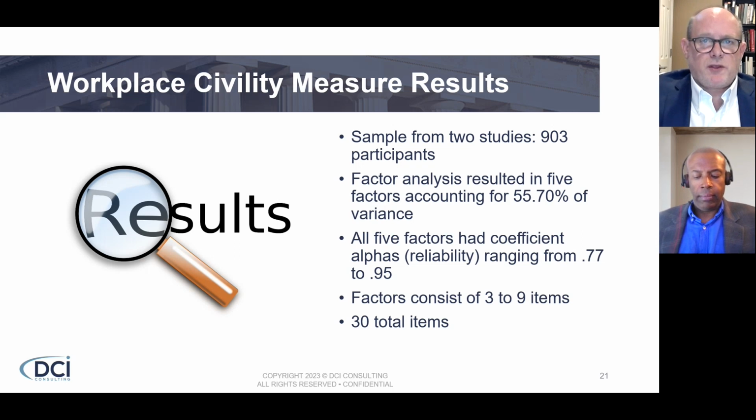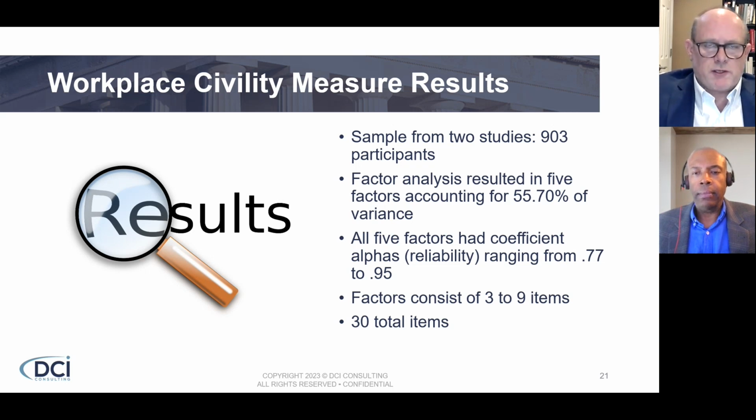When we did this factor analysis, we thought we made a mistake, because it produced five different factors of civility. But it accounted for over 55% of the variance, which is pretty darn good. So we were perplexed. We thought we did a good job in developing the items, and we accounted for a good portion of the variance, but we had five factors. When we looked at those five factors, though, the questions themselves began to make sense. Within those items that comprise those five factors, they all had acceptable levels of reliability. We looked at coefficient alphas, and they range from 0.77 to 0.95.